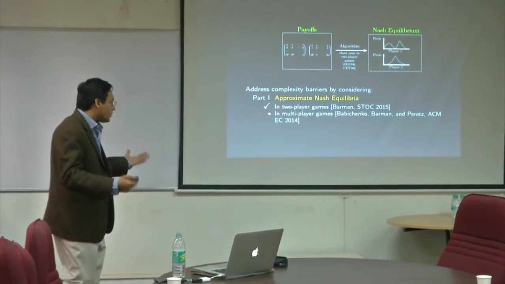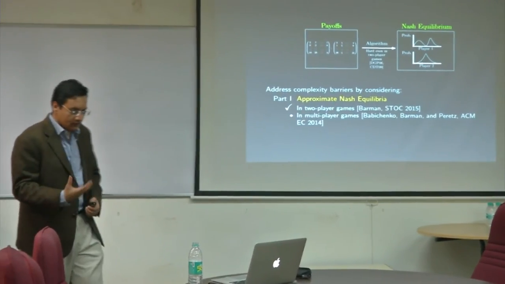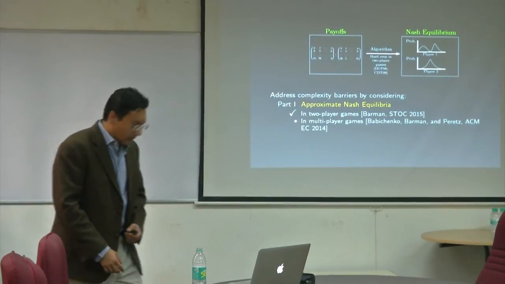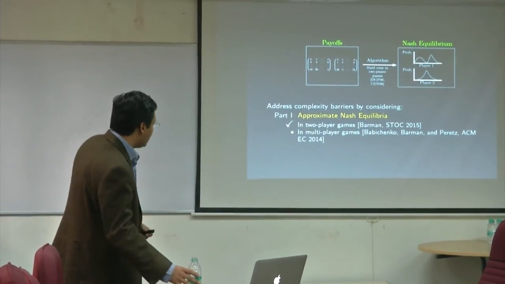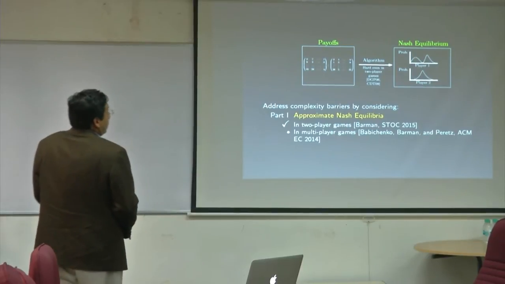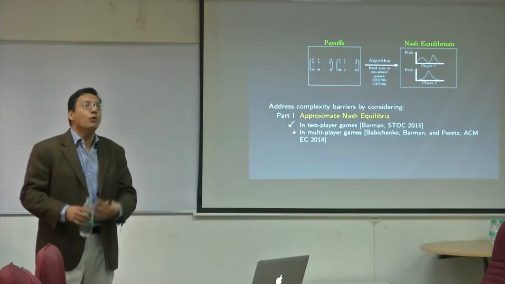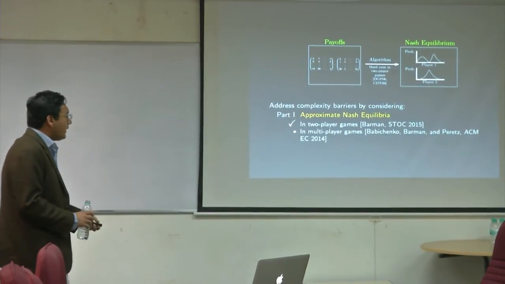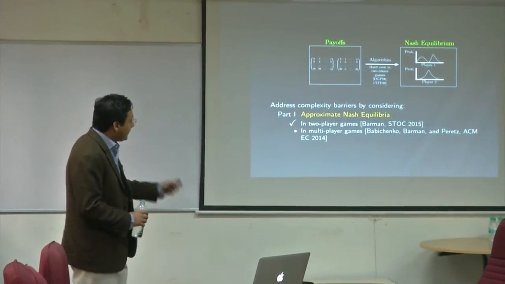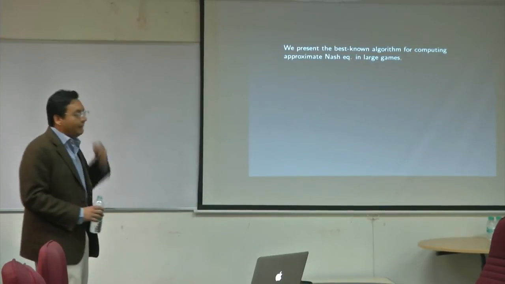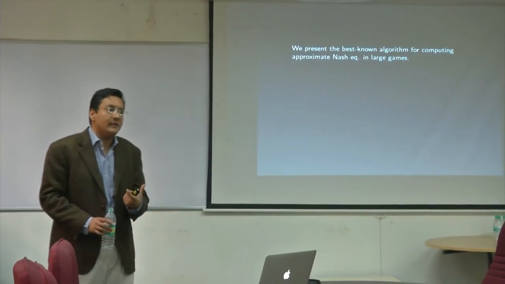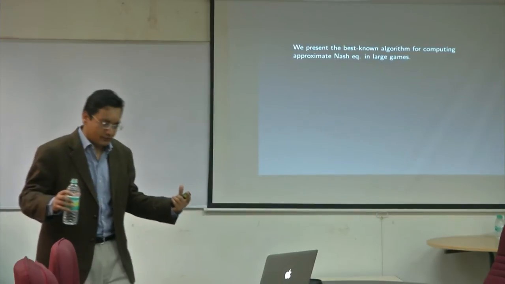So, yeah, talk about this result, like this combination of approximate Nash in these sparse games. I've also considered the problem of computation of approximate Nash equilibria in multiplayer games. So games where you have more than two players. And in joint work with Yakov Babichenko and Ron Peretz, we present the best known algorithm for finding approximate Nash equilibria in multiplayer games.